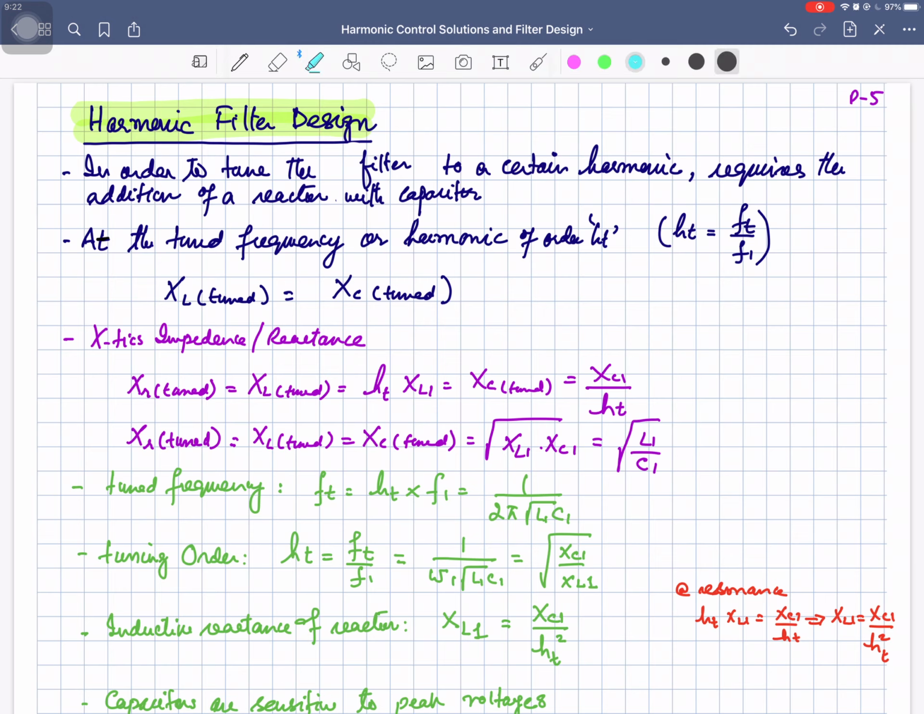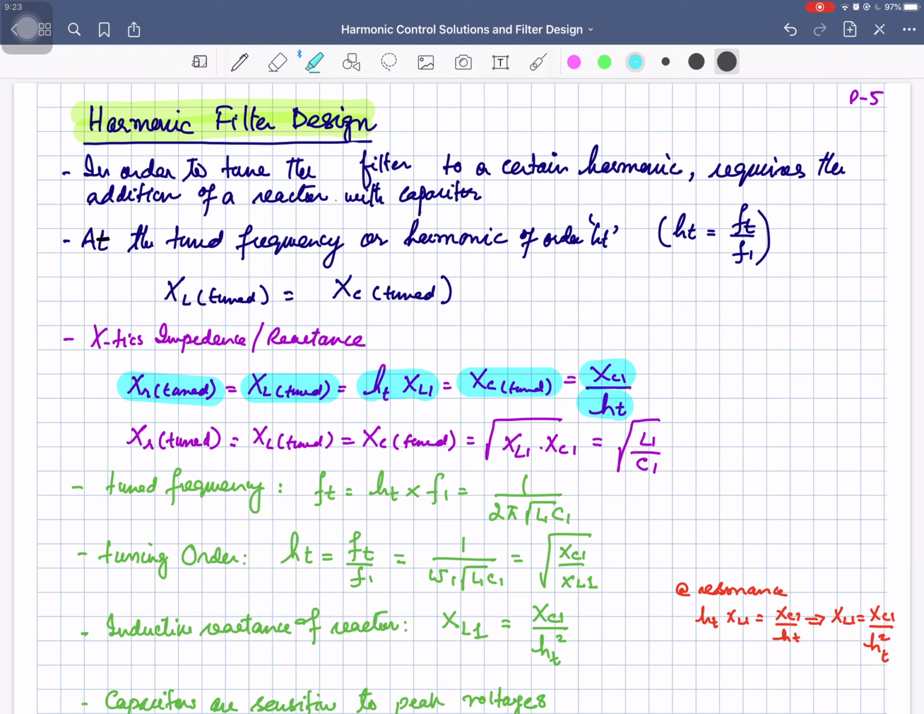So, at resonance, your resonance reactance is equal to the inductive reactance that is tuned for that frequency, that is equal to Ht times XL1, where Ht is the harmonic order, and that must be equal to the capacitive reactance at that frequency, and that is equal to Xc1 over Ht, where Xc1 is the fundamental reactance, or reactance at the fundamental frequency.